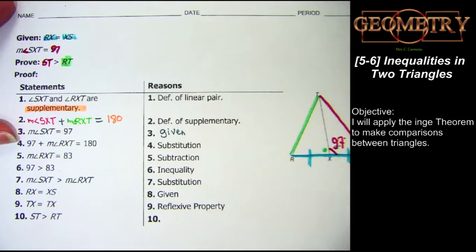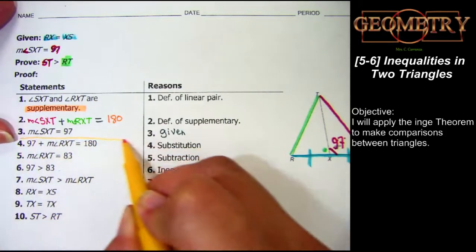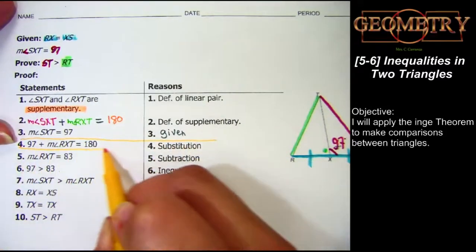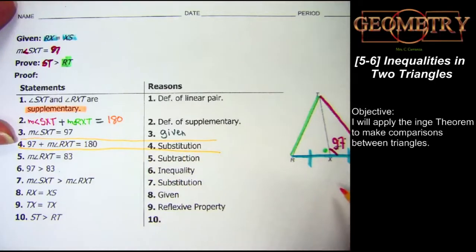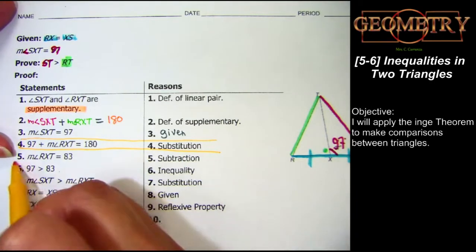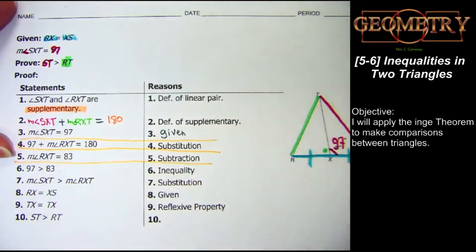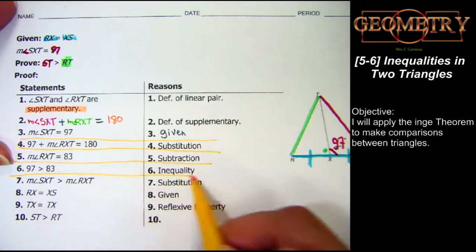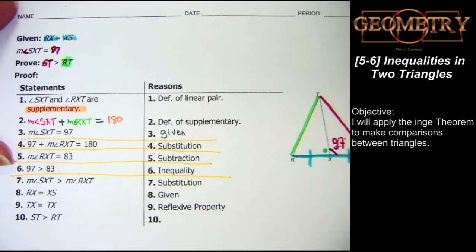And then we're just going to read through here. Looks like the next thing they do, I'm going to start putting lines to make it easier for me to keep track of. Looks like they substituted. They replaced measure of SXT with 97. And then there's the subtraction that he wanted to do. And then we compared. We found our inequality. 97 is bigger than 83.